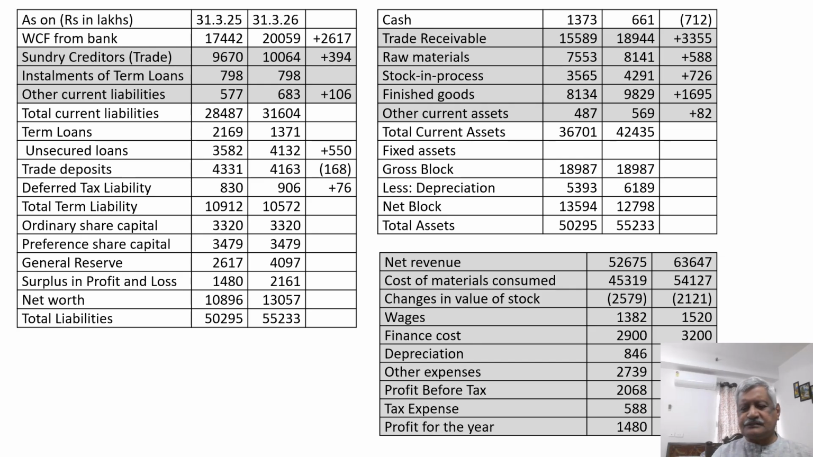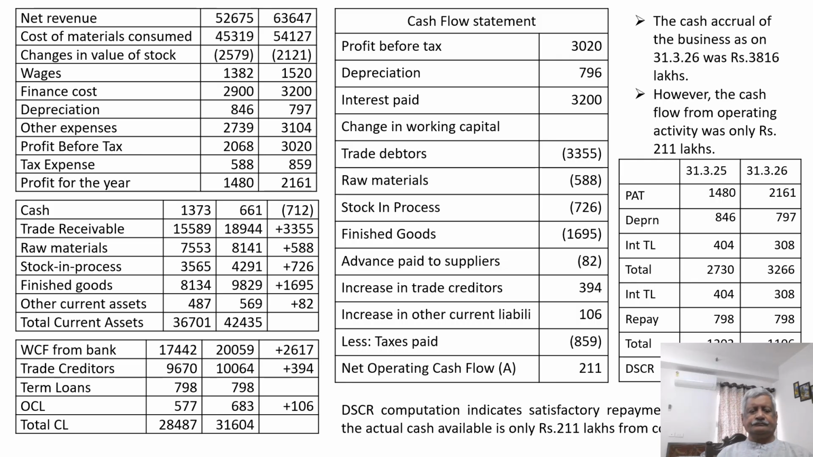So they are now shaded here. We may go to the next slide where only these three items are picked up. We have the statement of profit and loss account here. Below that we have the current assets, including of course cash, and we have the total current liabilities, including that of the working capital finance.